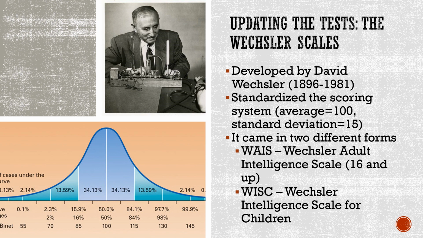But it's also important to note that this standardization really does help for statistical purposes. And to help even more and make the tests more viable, one of the things that Wechsler did was he diversified the tests where he had one for children, which was called the WISC, and he also had one for adults, which was called the WAIS.